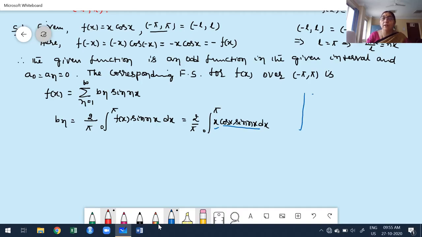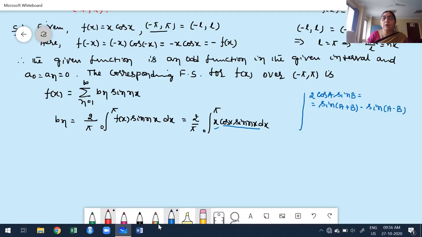Therefore, this is just like 2 cos A sin B. What is 2 cos A sin B? It is already known to be sin of A plus B minus sin of A minus B.